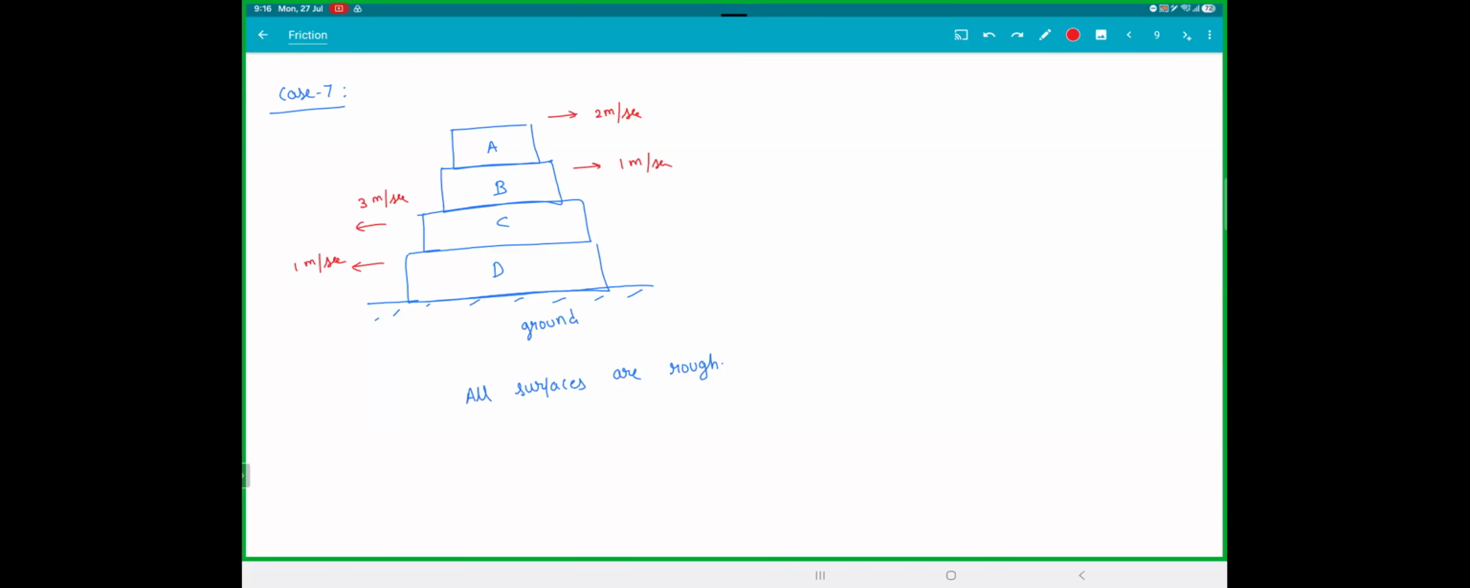Let's start from the top. If you do between A and B, who is going faster? A is going faster, so this friction will say, I will oppose this thing and I'll support this guy. Newton's third law.